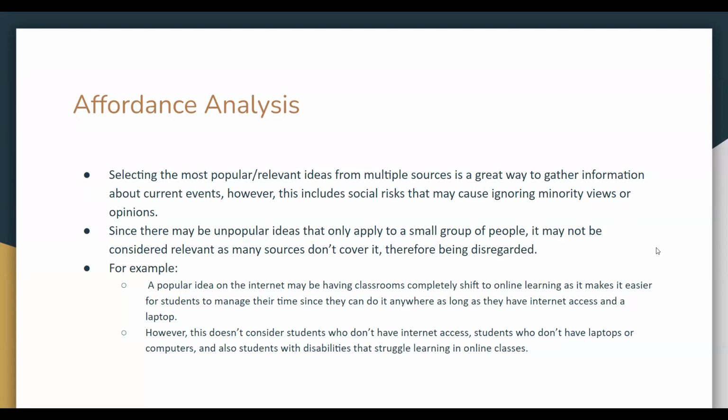For example, a popular idea on the internet may be having classrooms completely shift to online learning, as it makes it easier for students to manage their time since they can do it anywhere as long as they have internet access and a laptop. However, this doesn't consider students who don't have internet access, students who don't have laptops or computers, and also students with disabilities who struggle learning in online classes. So this group of people is being ignored because they are in the minority.